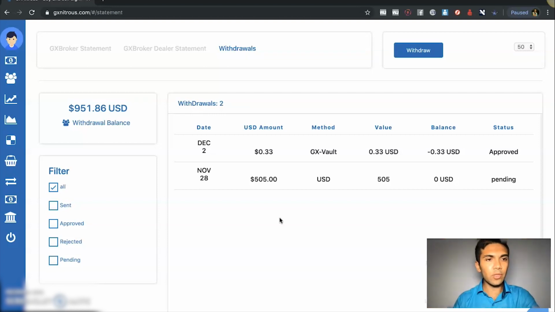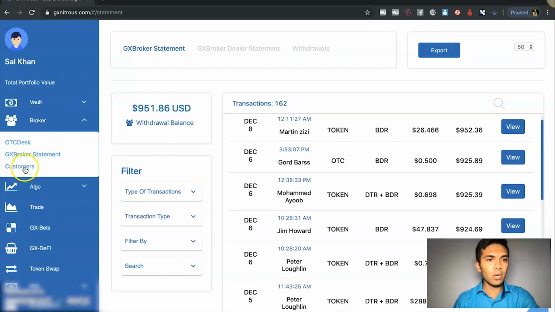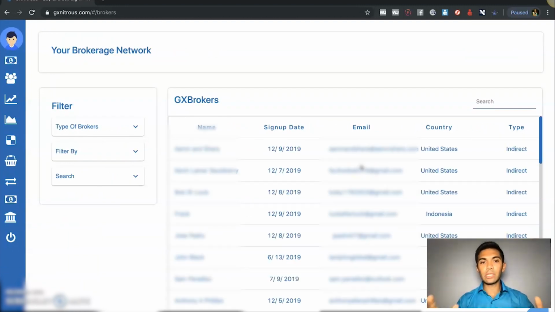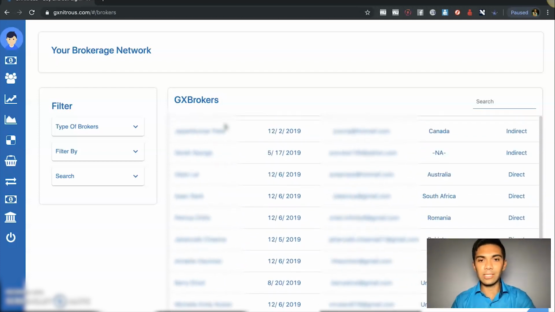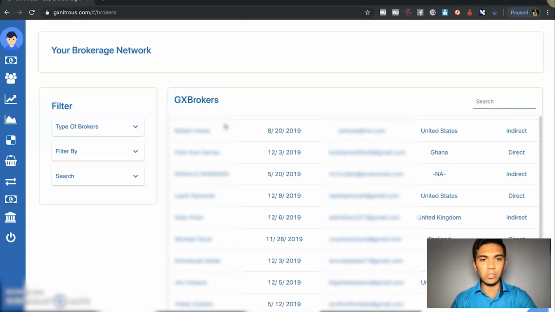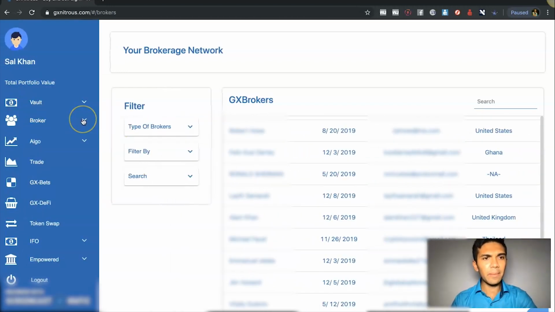Let's dive into the third option of the broker tab, which is your customer base. This will give all of the details of every customer that you have, both direct and indirect, as you can see the type, the country that they're in, the email address, their sign up date, and of course their name. So you can explore that and see the long list of people that have signed up as brokers throughout your entire brokerage. So that is fun to keep a tab on.